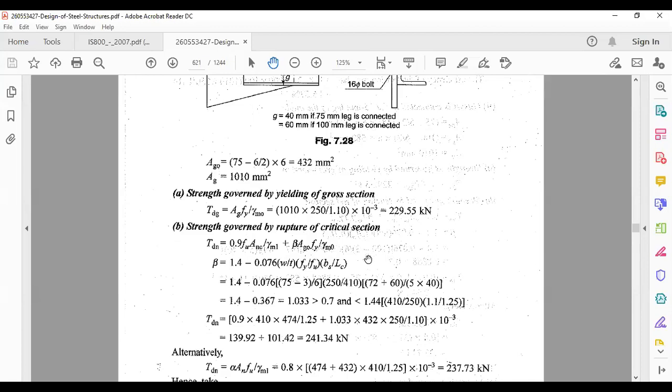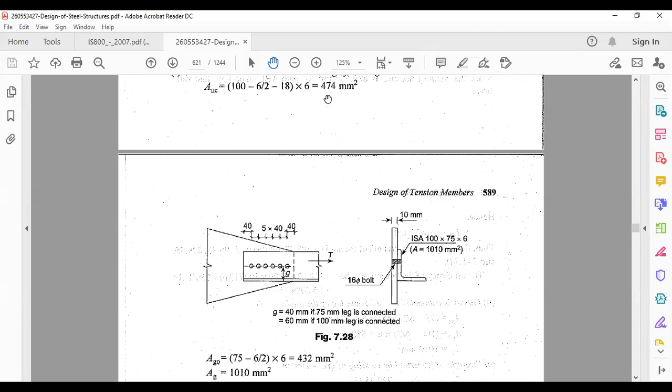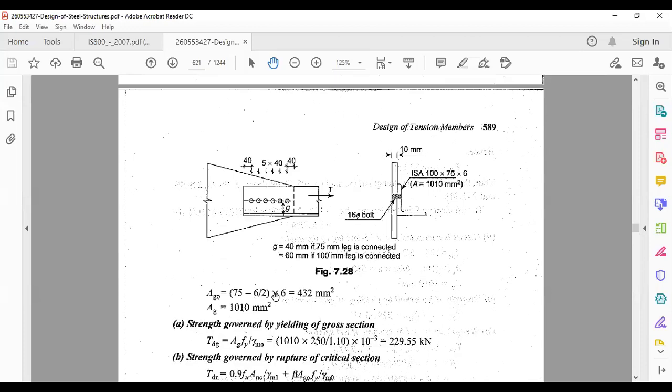One more strength we require is due to rupture at the critical section. So already he has calculated Anc and Ag not here. Okay, we have these two values which are here, 474 mm square and 432 mm square. And beta, the shear lag factor. Okay, so 1.4 minus 0.076 w, okay, w, so 75 up to the center of the bolt hole.